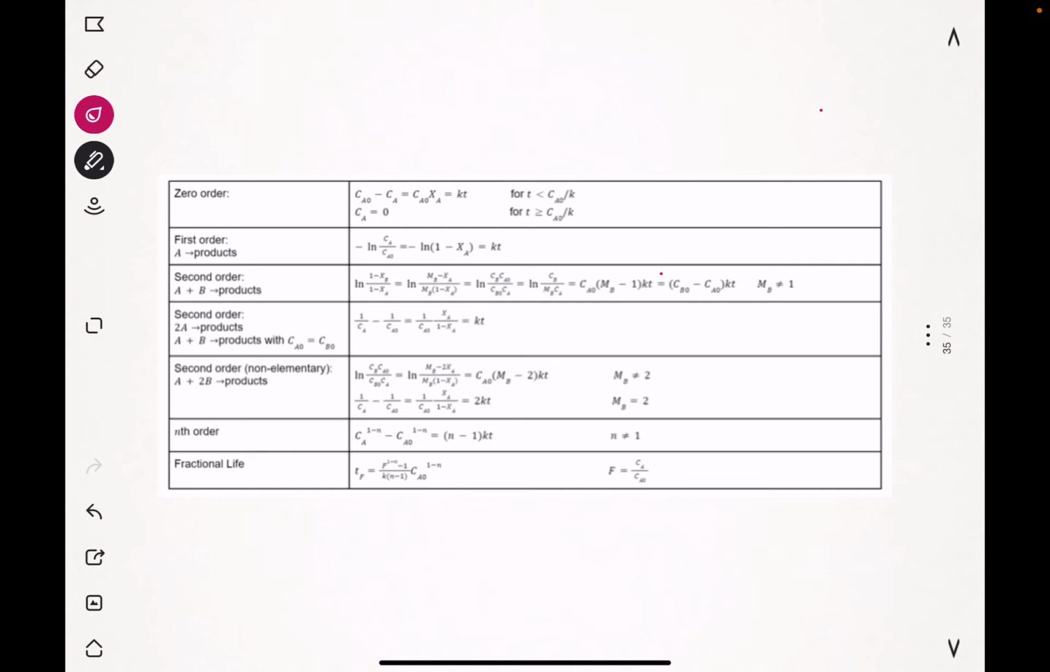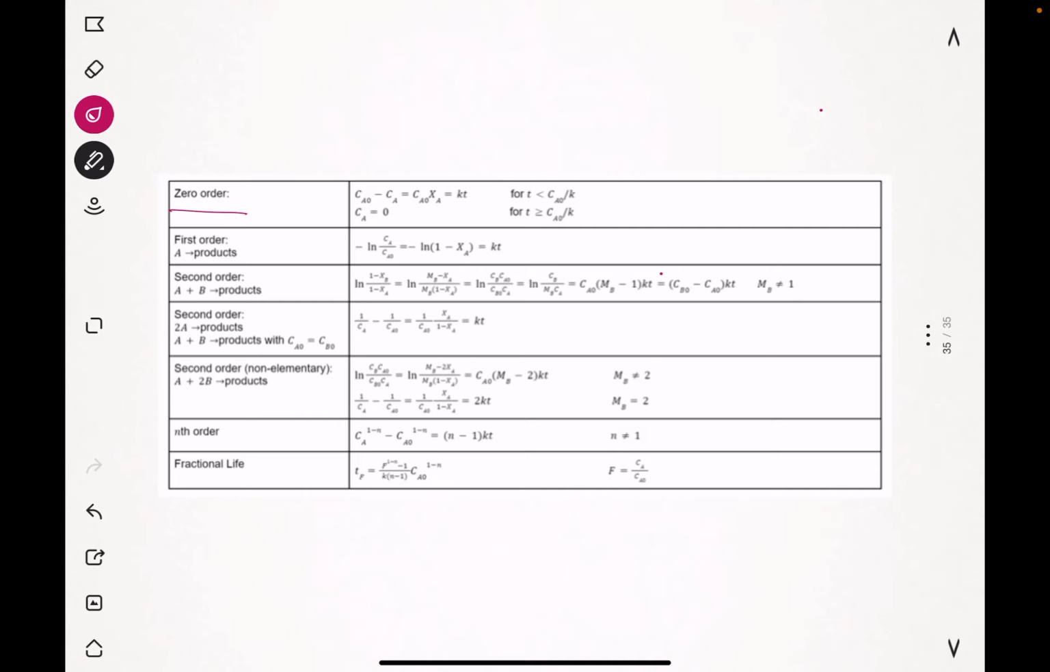So we have derived the equations for the zero order. We have done the same for the first order, where the reaction was A to products. For the second order, we have done two cases of elementary reactions. One where the initial concentrations of A and B, the reactants, were not the same. And in the other case, we started with the same concentration of A and B.